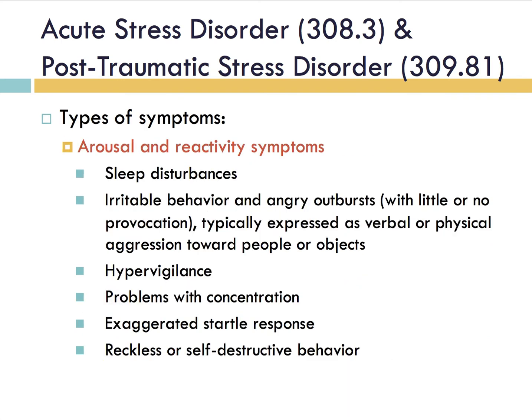The fourth category of symptoms is arousal and reactivity symptoms, and this includes things like sleep disturbance, which could include nightmares, hypersomnia or hyposomnia, irritable behavior or angry outbursts with little or no provocation, and often this takes the shape of verbal or physical aggression towards people or objects. Hypervigilance, which is defined as an enhanced state of sensory sensitivity accompanied by an exaggerated intensity of behaviors whose purpose is to detect threats. Problems with concentration, exaggerated startle response, and reckless or self-destructive behavior.